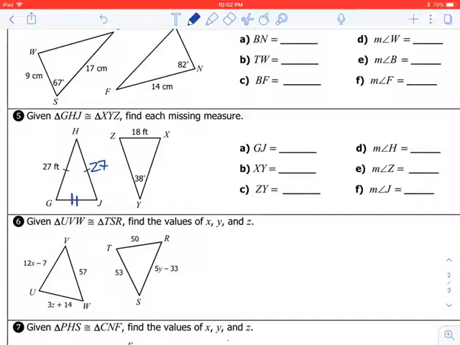GJ is first and last. XZ is first and last. So those two should be the same if they're congruent. So this must be 18. XY. XY is this one right here. And since that XY goes with GH, that should be 27 as well. So there's 27. And then ZY, also 27.